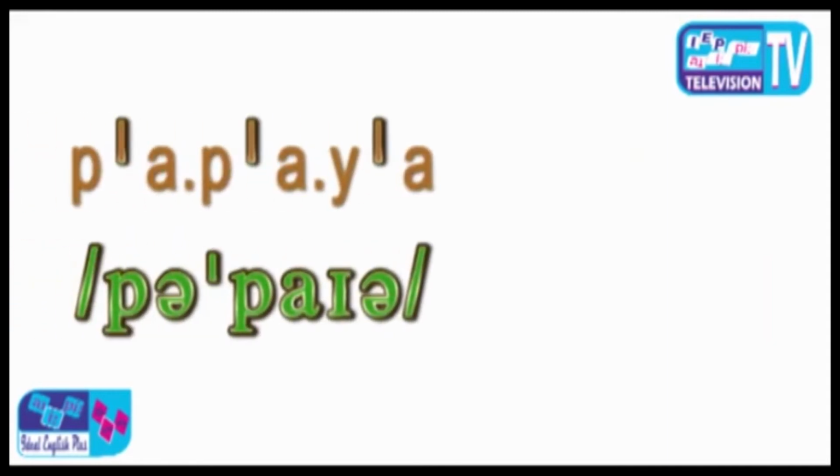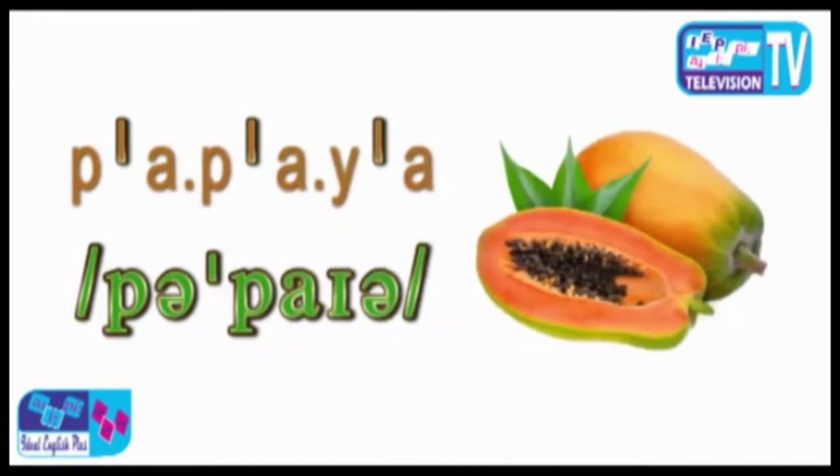The second word is spelled P-A-P-A-Y-A. It has three syllables. The second syllable, pa, carries the main stress. So you say papaya, papaya. You don't say papaya. You pronounce it correctly as papaya, papaya.